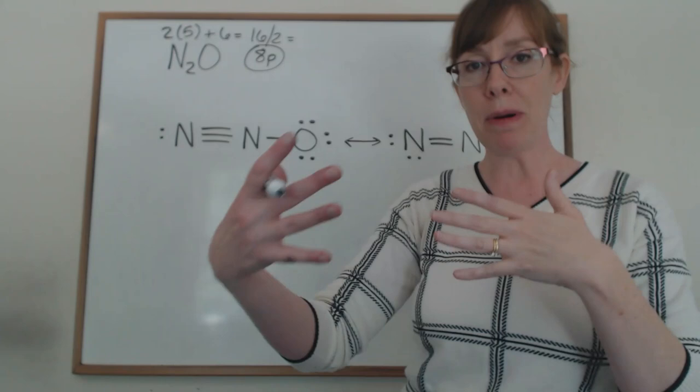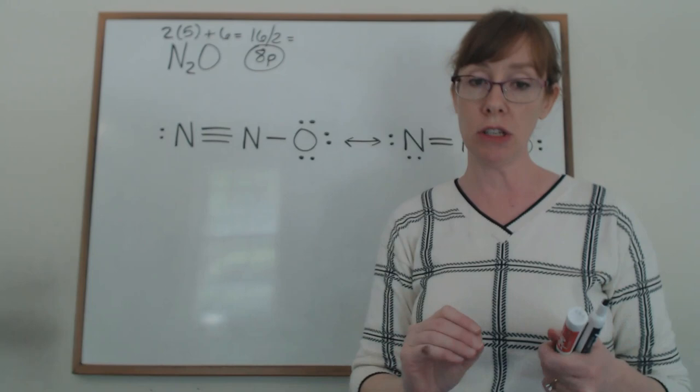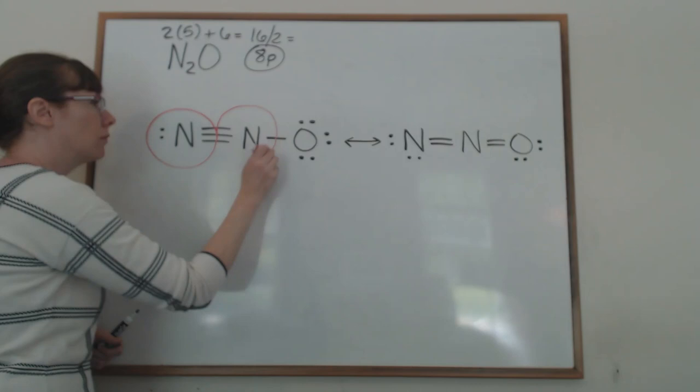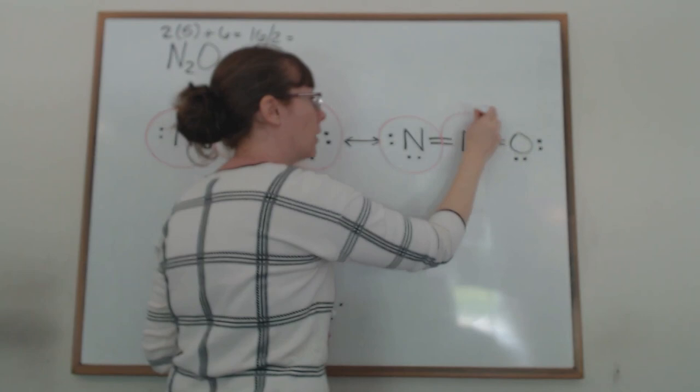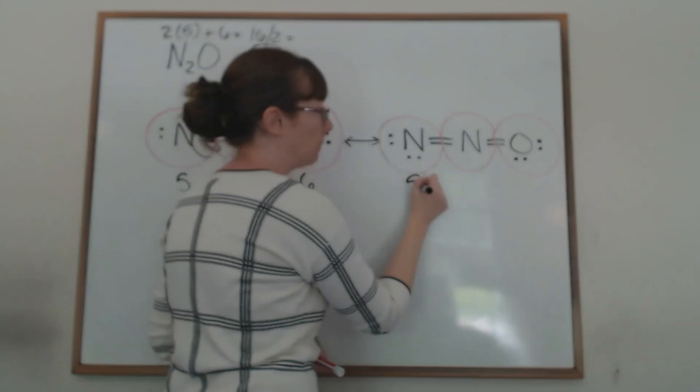So let's go ahead and figure out which is the best Lewis structure. That's how the question would come. To figure out which one is the best Lewis structure, you have to determine the formal charge on all the atoms. All right, formal charge. First number, periodic table group number. Subtract from that the number of electrons in the circle.